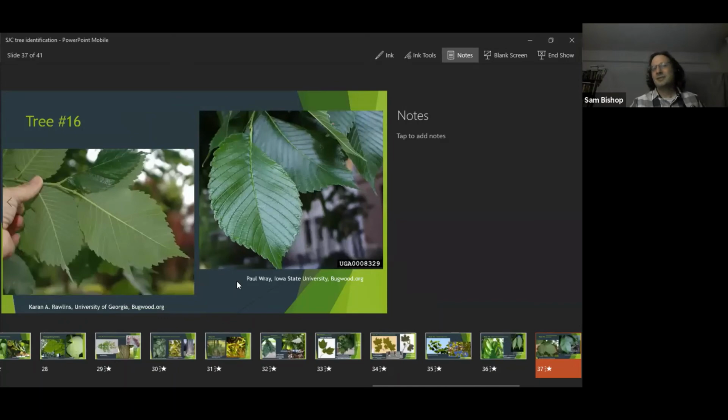Tree 16, we actually saw this in the beginning, and I mentioned it as one of our double-toothed trees, and this is the American elm. There are disease-resistant cultivars. These famously, the regular species got very hard hit by Dutch elm disease back in the middle of the 20th century. But typically the ones you see now will be disease-resistant cultivars that have been developed.